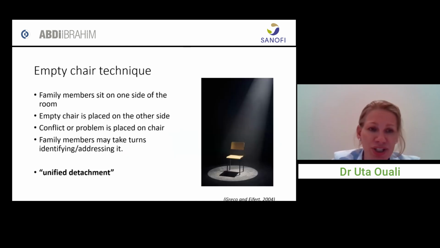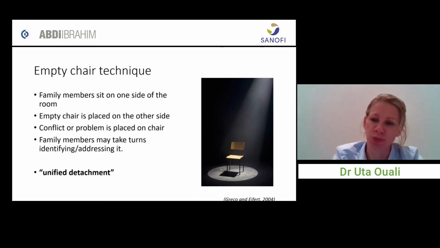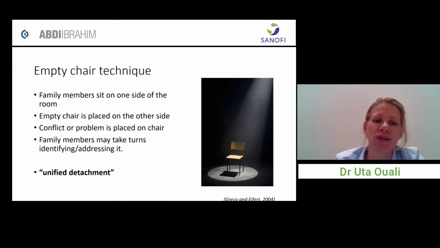Another more experiential technique is the empty chair technique. How is this done? The family members sit on one side of the room, and an empty chair is placed on the other side of the room, and the conflict or the problem is placed on the chair. The family members take turns in identifying or addressing the problem.